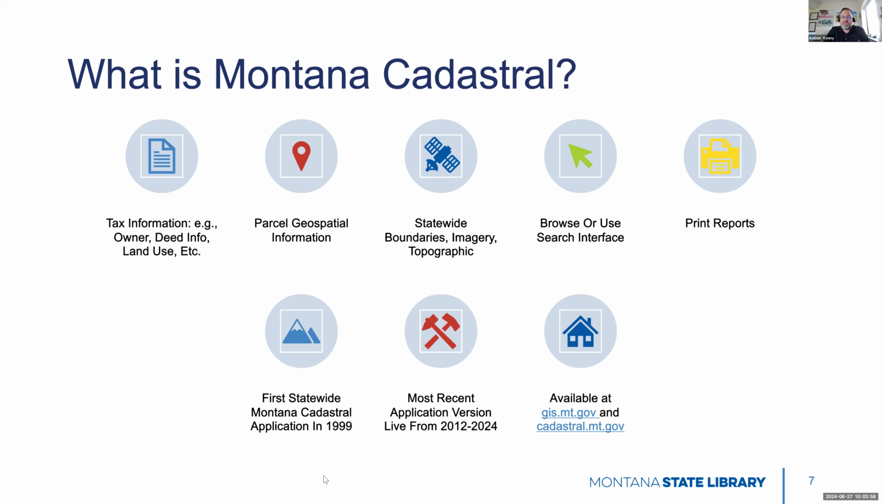You can print reports. We've had a statewide cadastral for 25 years now, almost, I think. The most recent version, which many of you are probably familiar with, was up for 12 years, which is a long time for an application to exist in the same form, and it was starting to show its age in many ways. So we needed a new one, and you can access cadastral either by going to gis.mt.gov or cadastral.mt.gov.